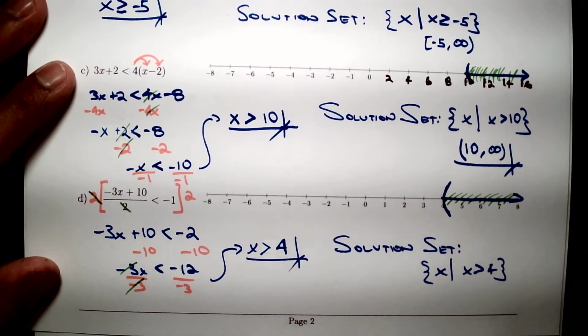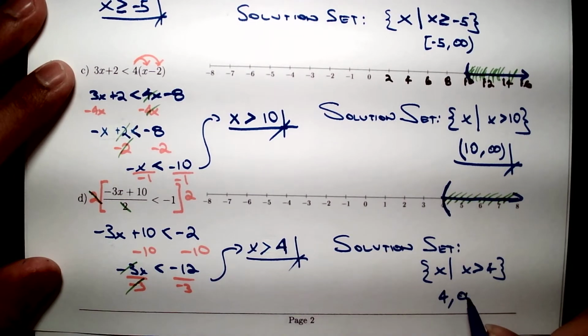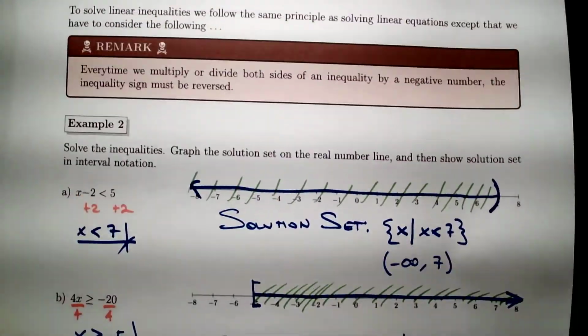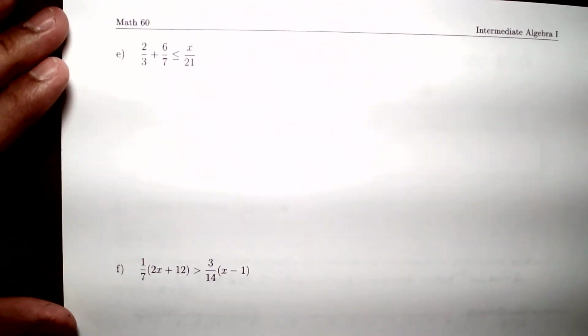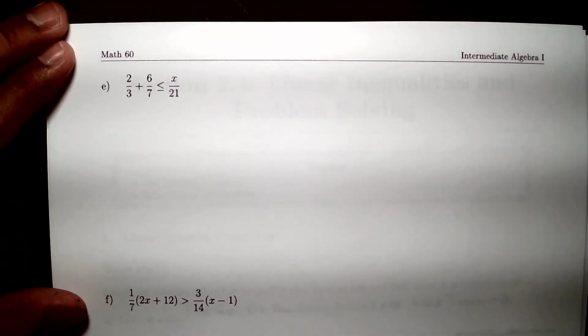Okay, and it's going to be from 4 all the way to infinity. All right, let's move on to the next and last page of this section. Well, the examples are now starting to get a little bit more interesting, like starting with this one, letter E.